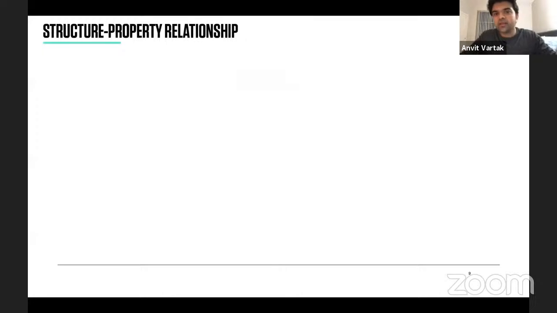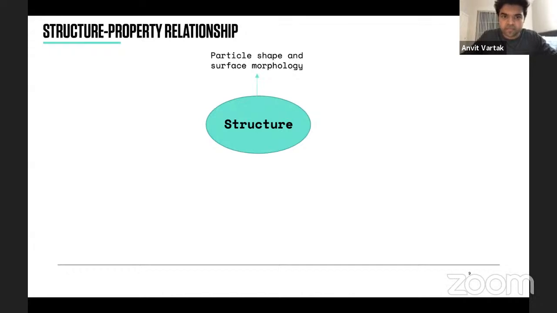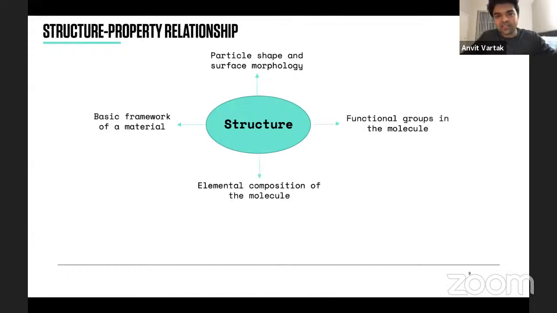So I'm going to quickly skip through a lot of slides because we have a lot of things to cover. So if you have any doubts, you can write them down and ask me later at the end of the presentation. So what is structure?